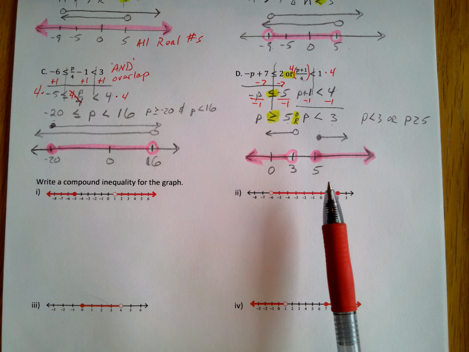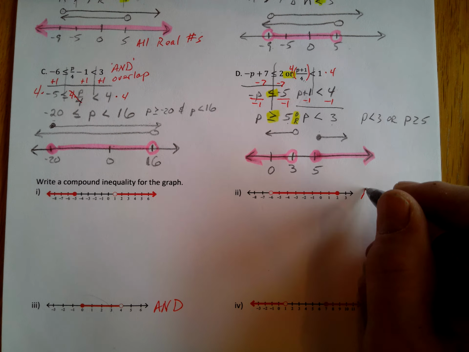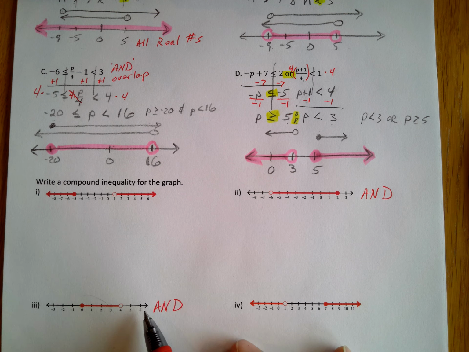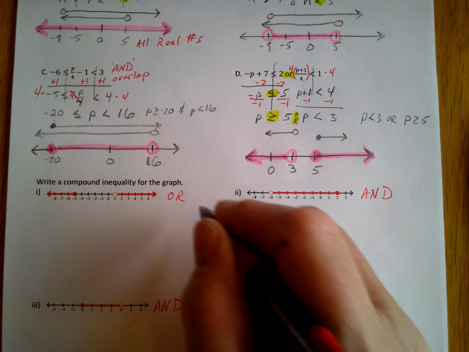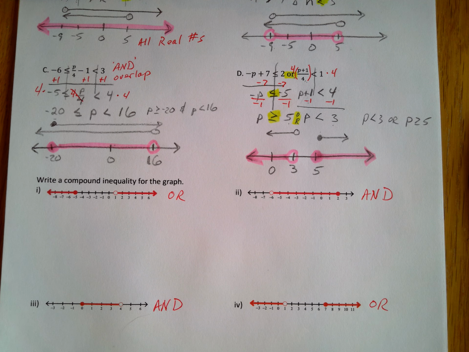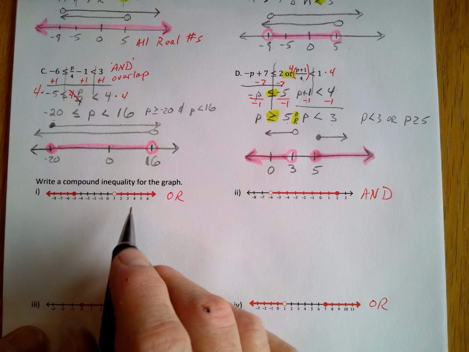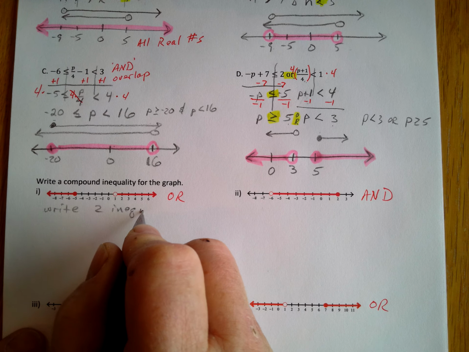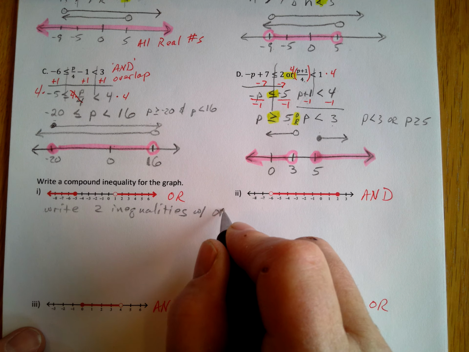So these two are both, you guessed it, ands. Those are going to be sandwich inequalities. These two are both ors. So now we have 2 ands and 2 ors. For ors, I'm just going to write 2 inequalities, with or in the middle.